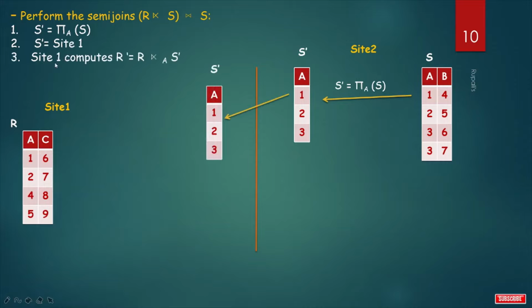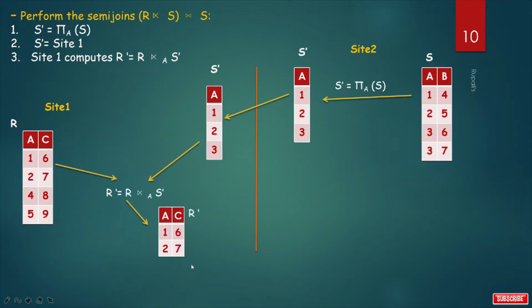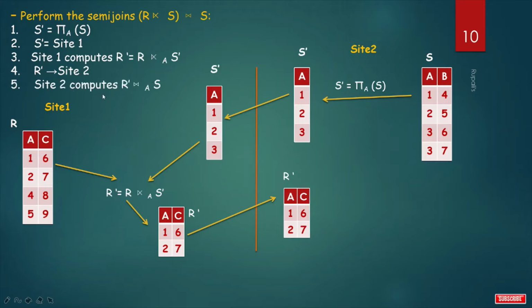Next, site 1 computes R semi-join S dash. So this is the R table, this is the S dash table, perform the semi-join operation, and the resultant table is R dash. Next, send R dash to site 2. Next, site 2 computes R dash join S. So this is the R dash table, this is the S table, and this is the resultant relation.